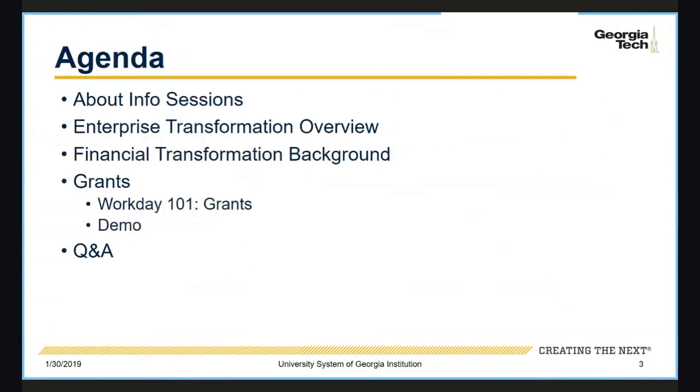So first, I'm going to go over a little bit about the agenda. Today, we have a few different objectives. We're going to share a little bit more about the info sessions, what you may have missed in the previous info sessions, as well as where you can find previous recordings. We're also going to go over the enterprise transformation overview, as well as a little bit of information about the financials transformation, and then what you're all here for, grants.